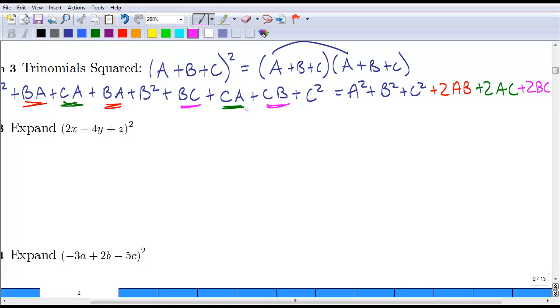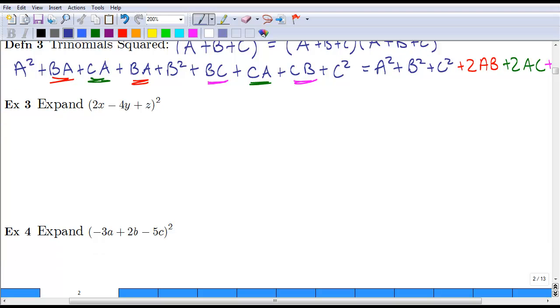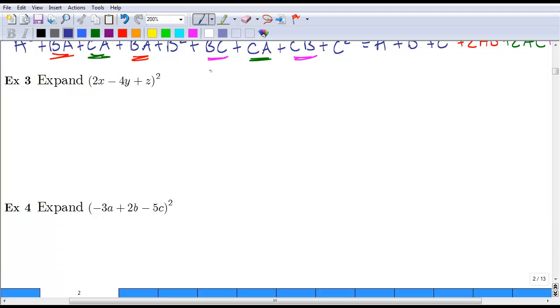So if we have a trinomial squared, then we take each term squared, and we also have to add 2 times each of the combinations. So 2 times AB, 2 times AC, and 2 times BC. So let's see if we can use that formula here. If this gets too complicated for you, you can just go through and FOIL it out. That works as well. This is just a shortcut to help you.